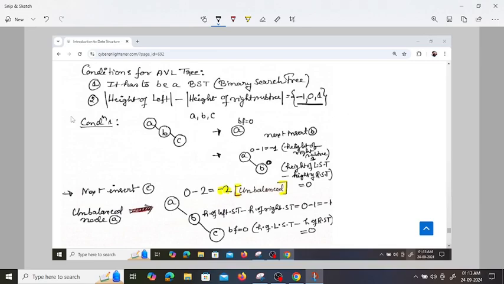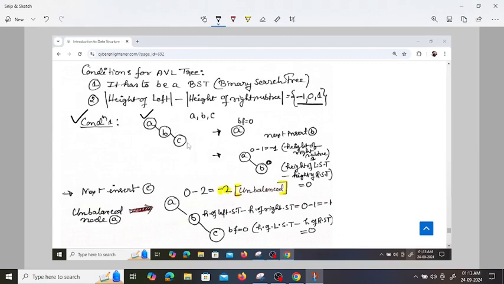So in this case, condition 1, let's say we are going to insert A, B, C in a binary search tree, in alphabetical order. That means the weight of B is more than A and the weight of C is more than B. In that case, we will form the binary search tree like this: A, B, C.